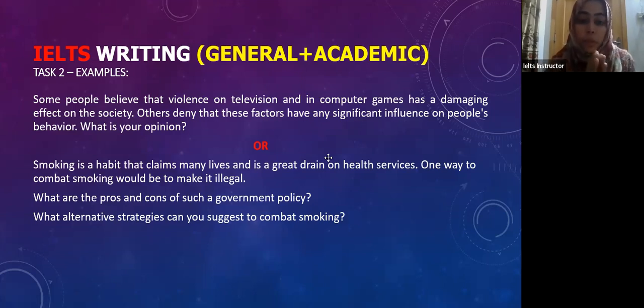You need to carefully read the question because sometimes there are two parts to the text. Okay, there are two parts to the question, like in this one. First you have to write about the pros and cons, and then you have to give alternative strategies to combat smoking. So you can choose whichever topic you want, and then write an essay about it. Okay, and we will check it in the next class.